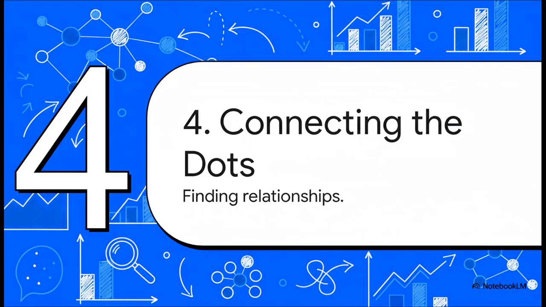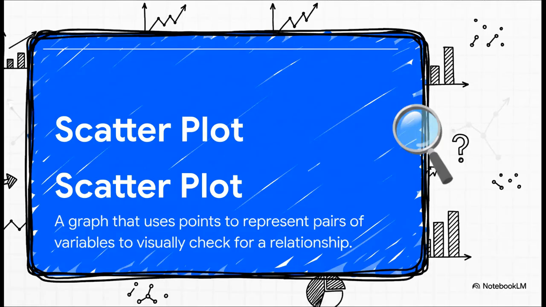Now we get to the really exciting part. We've organized our data, we've summarized it, we've even visualized it. Now we can start asking the bigger questions. Can we find relationships between different things? Can we use the patterns of the past to actually predict the future? Our main tool for finding these relationships is the scatter plot.